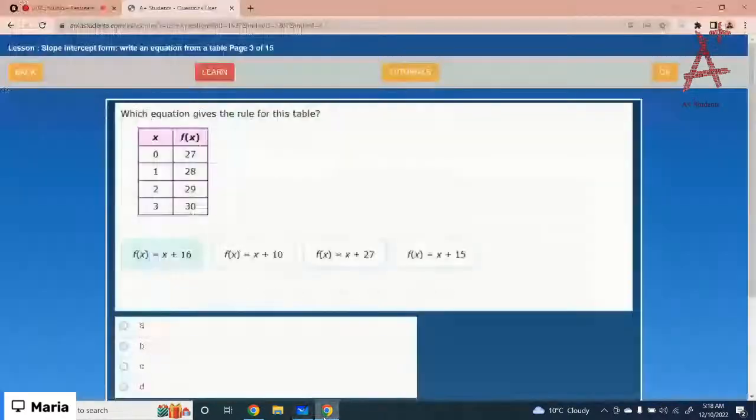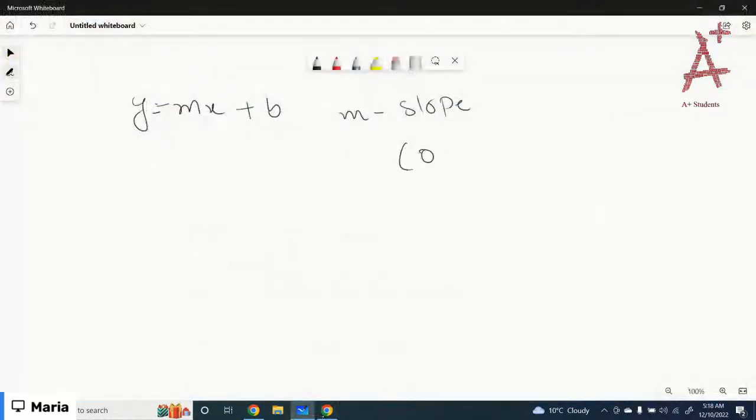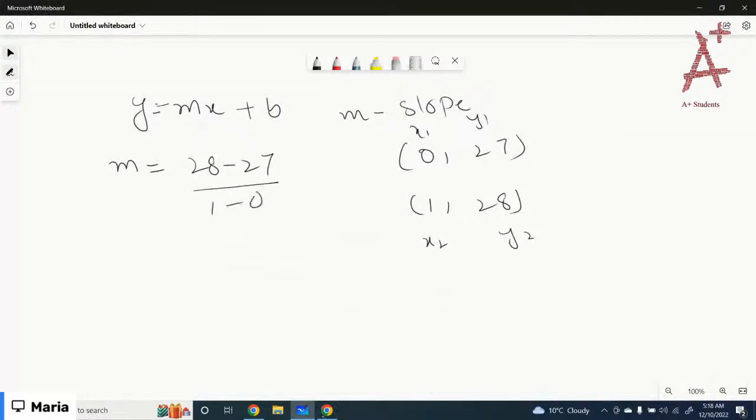Got it? 0, 27, 1, 28. This is x1, y1. This is x2, y2. So the slope is y2 minus y1, 28 minus 27, over x2 minus x1. 28 minus 27 is 1, and 1 minus 0 is 1. 1 over 1 is 1. So slope is 1. You have to find the y-intercept. So the equation is y equals 1x plus b.